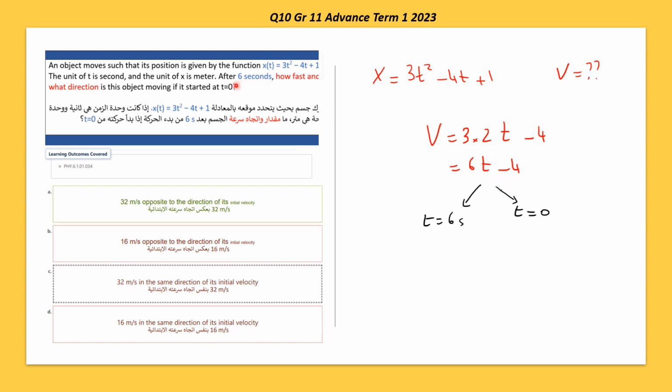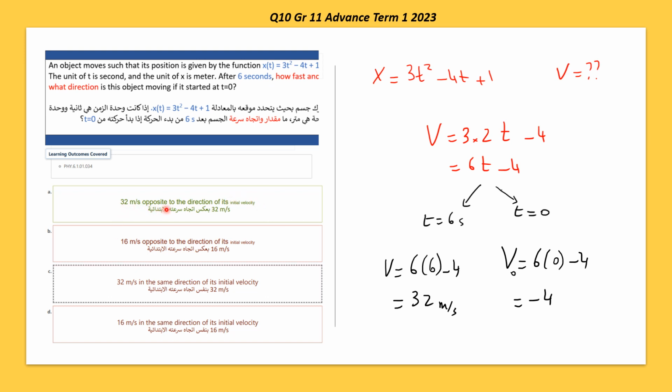So here in this question we have two times. First time is t equal to 6 seconds, and the initial time where t is equal to 0. So let's calculate the velocity in both cases. So here velocity we substitute the time by 6 in the first case, and then we replace it by 0. That's the initial. So as you see, the speed is 32, but we don't know. We still have two options.